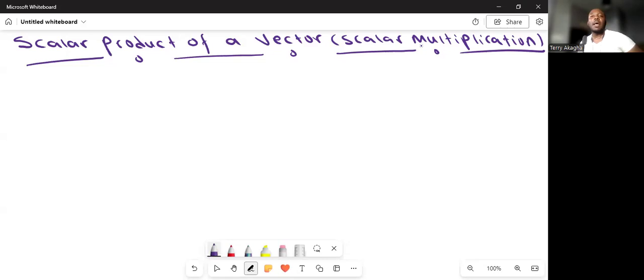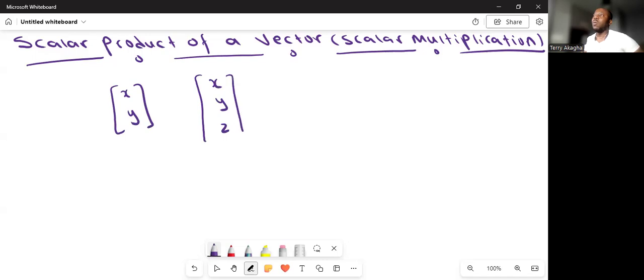All right, so to multiply a vector by a scalar, you have to multiply each component by that scalar. Is that okay? For instance, I've talked about the different types of components. So we have the two components, the x and y. We have the three components, x, y, and z. So if you're multiplying this by a scalar, you have to multiply each component.